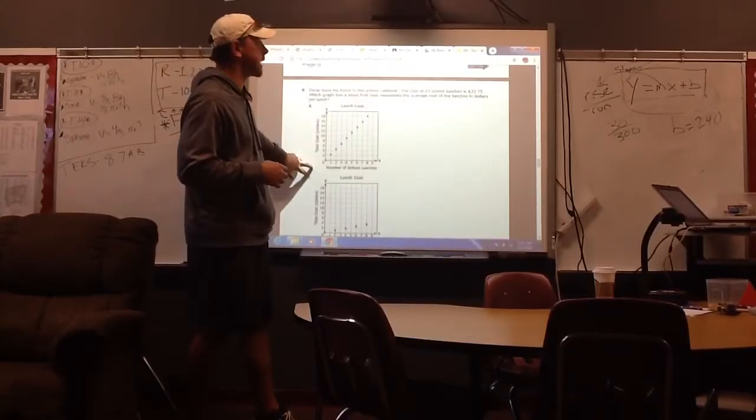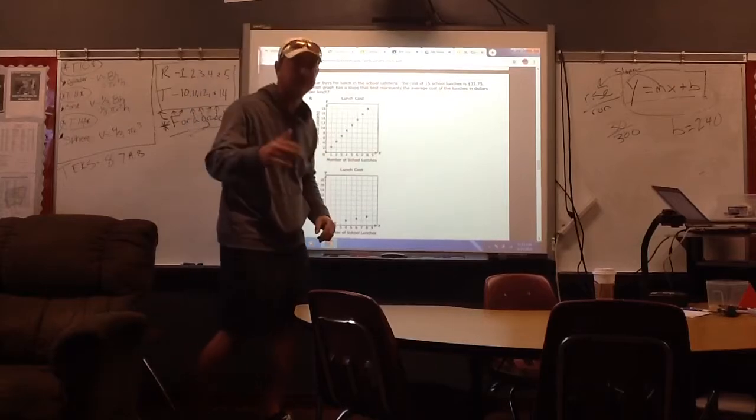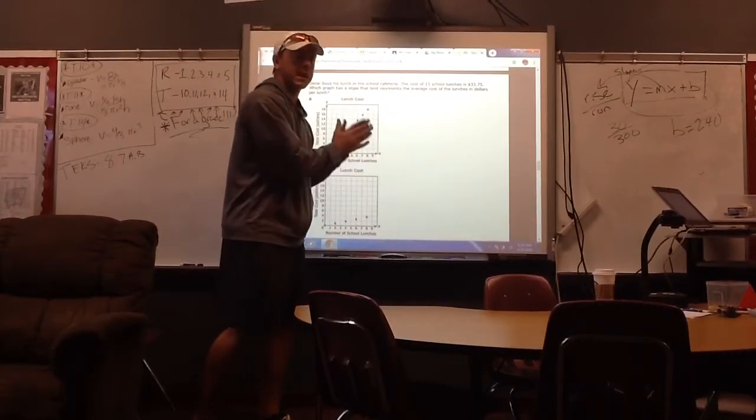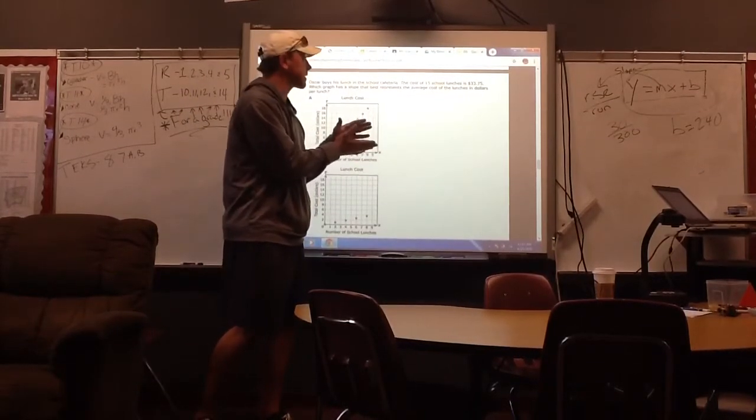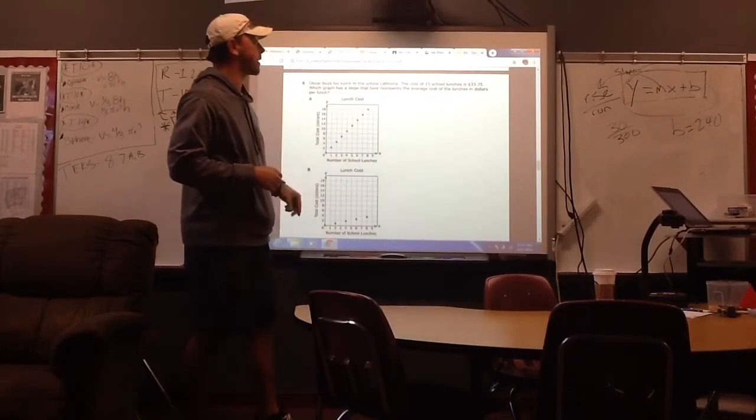Number 6 is the same type of problem. If you notice, that's what I've done on this bell work. I put 2 problems that are the same side by side. So 6 is just like 5.